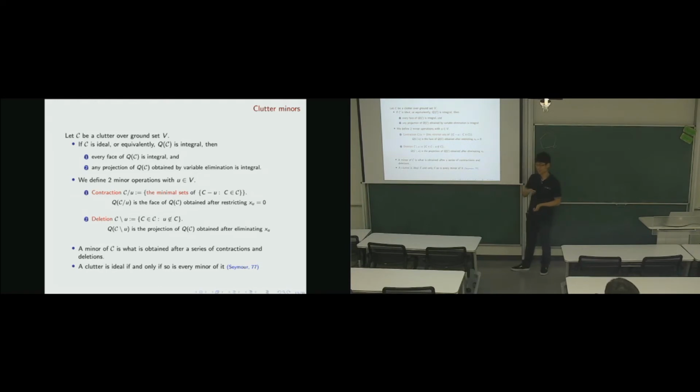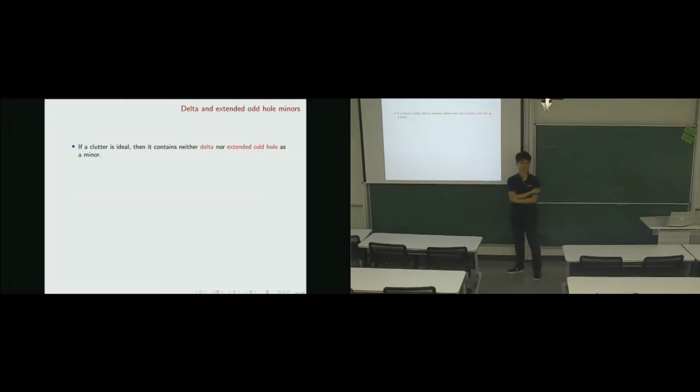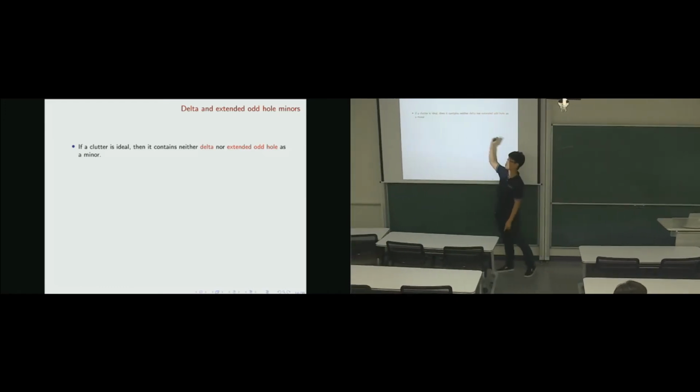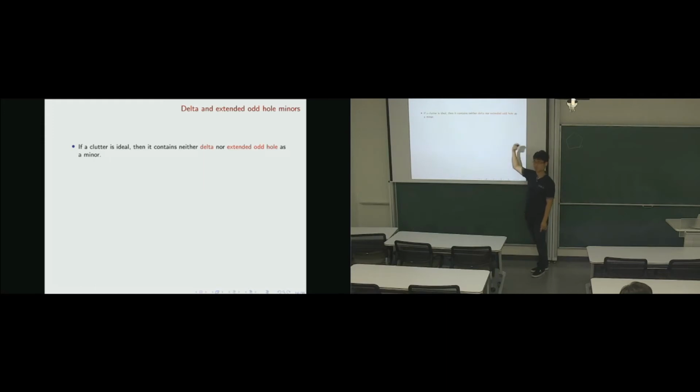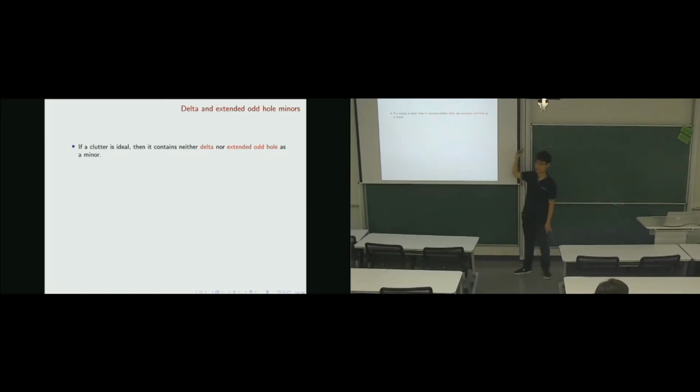So I was interested in the question of testing idealness of a clutter. Before we test whether a clutter is ideal, maybe the first thing we can try is whether this clutter contains one of these as a minor. Because I know that deltas and extended odd holes are non-ideal. If you find one of these as a minor, that automatically implies that this clutter is non-ideal. So the first question is, can you test whether you have this as a minor?